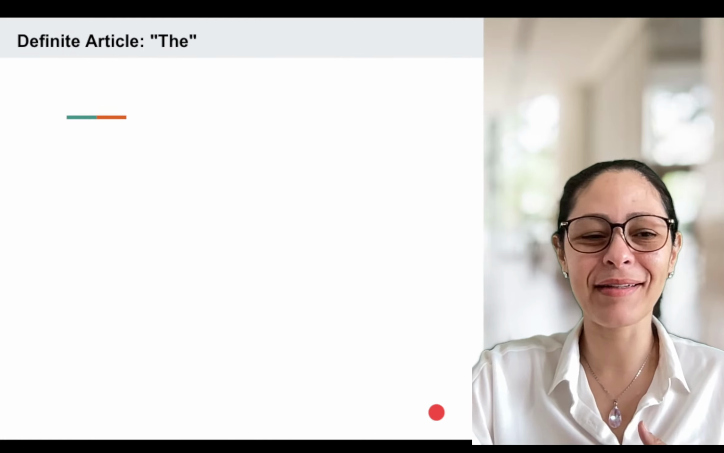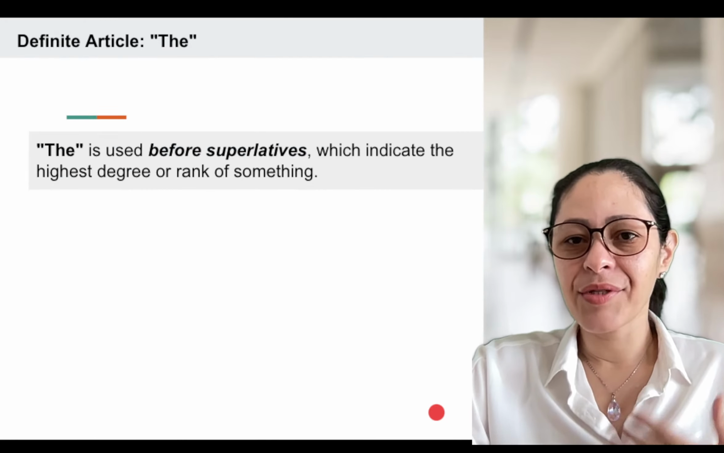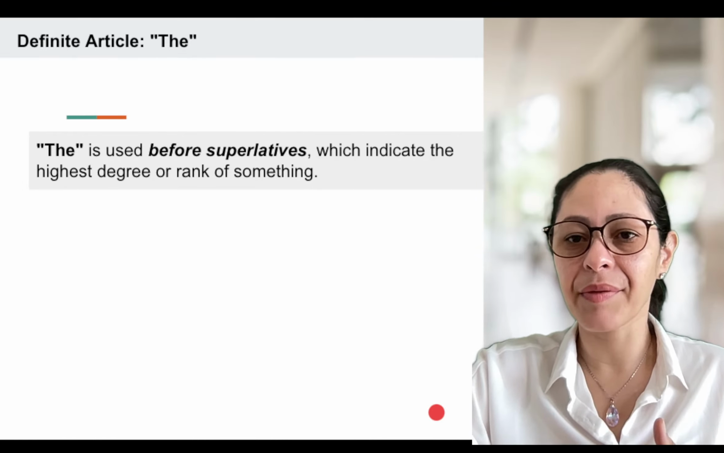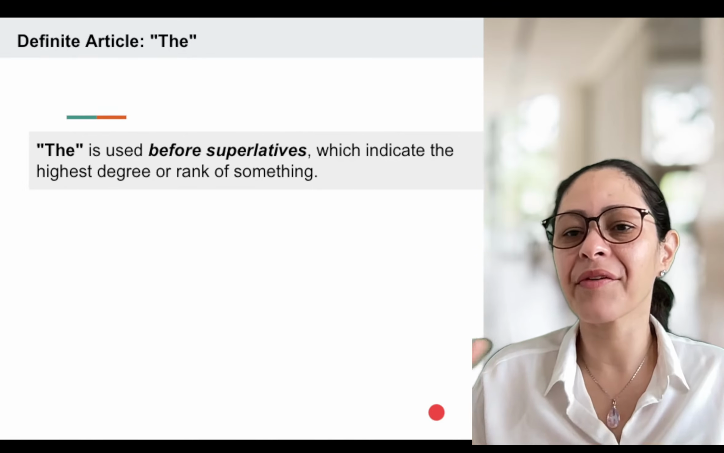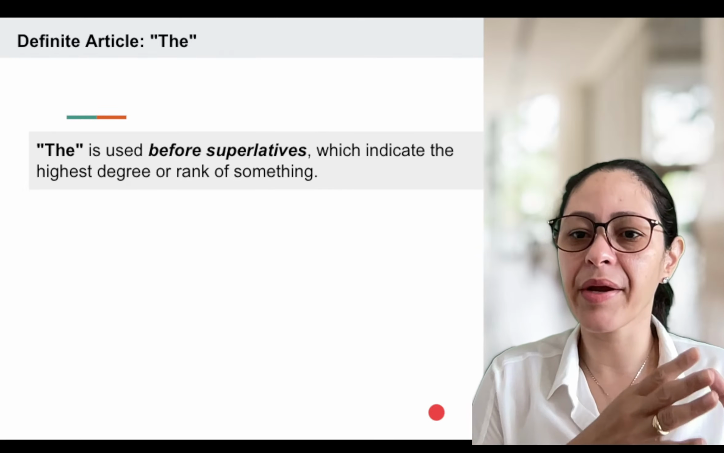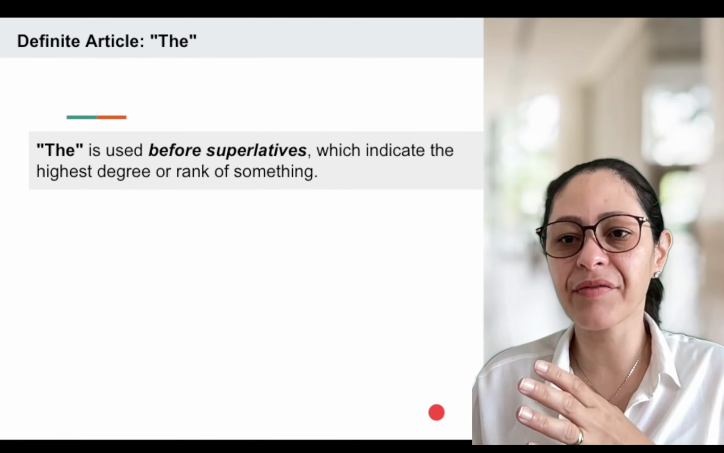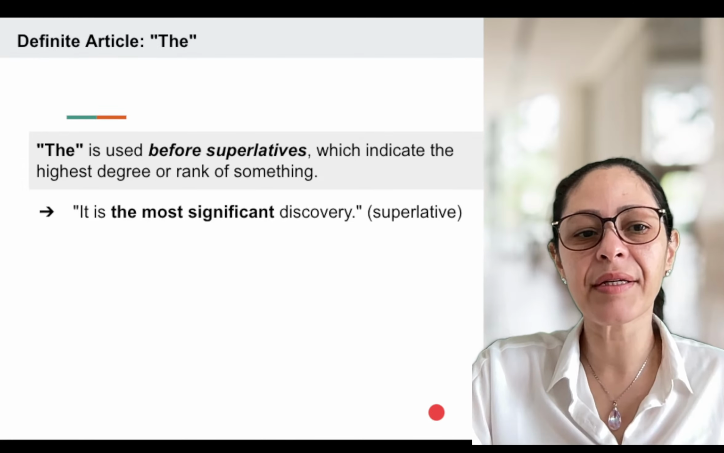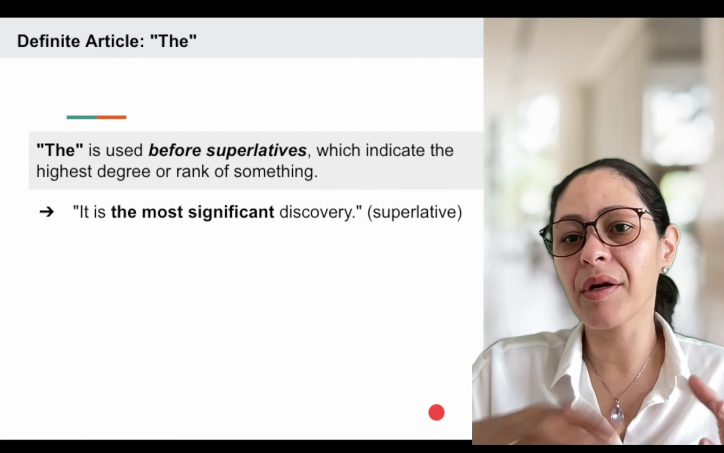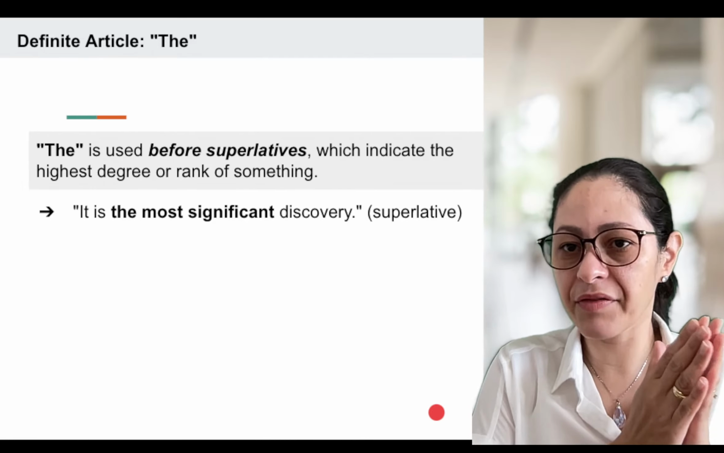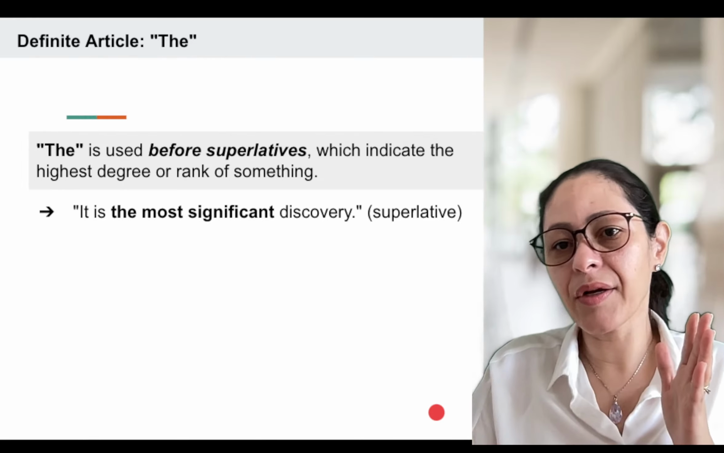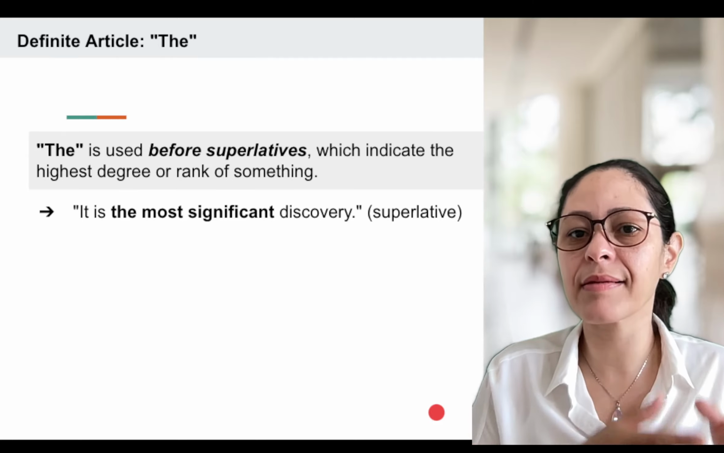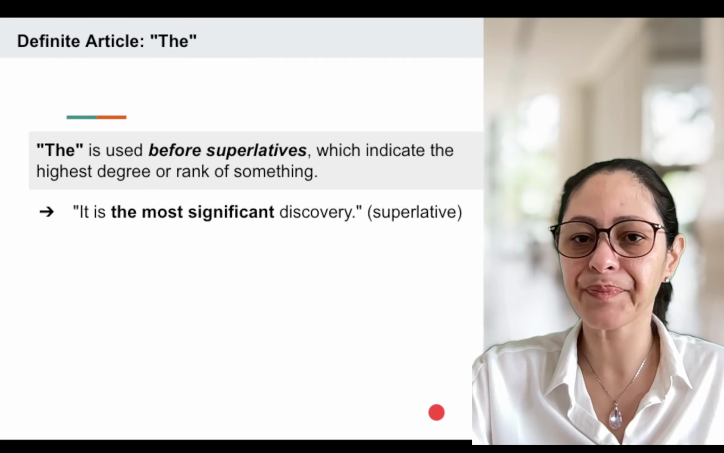Okay, let's move on a little bit. We also use the before superlatives. Superlatives is when we are talking about the highest degree of something, when we are comparing one thing to several others. Look at this example. It is the most significant discovery. So I'm talking about the biggest discovery, okay, when compared to many others that have been made. So that's why it is the most significant discovery.